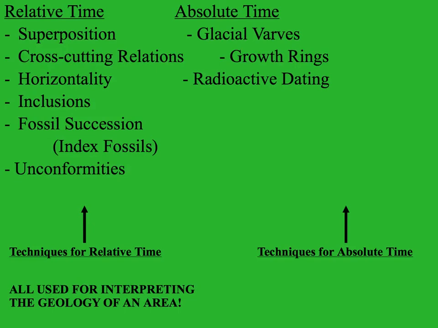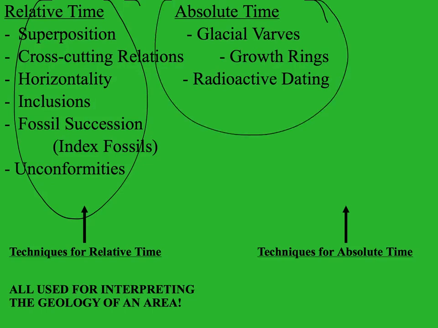We're also going to learn about unconformities, which are basically time gaps, missing time, missing rock from the rock record. And we're going to learn about three types of unconformities. So we're going to learn about an angular unconformity, a nonconformity, and a disconformity. So in the next video, I will start with basically teaching you guys the different types of techniques for doing relative time. And then later on, we'll eventually get to the different techniques for absolute time.